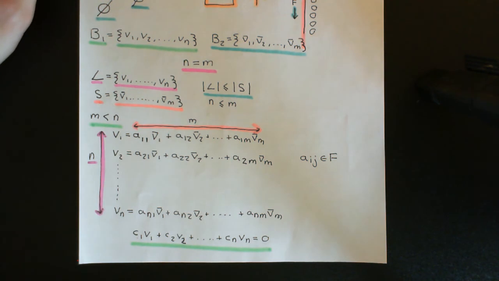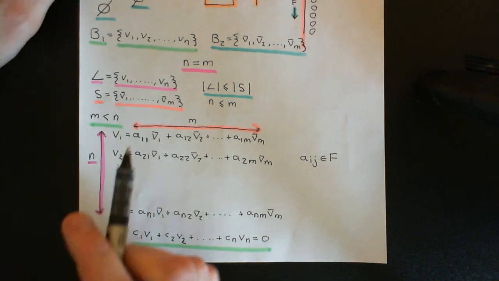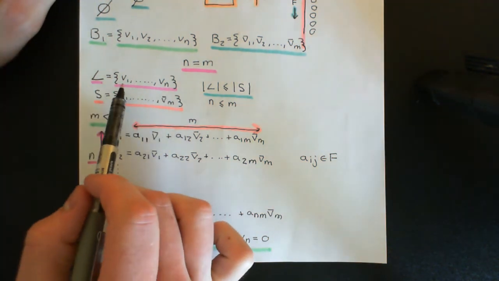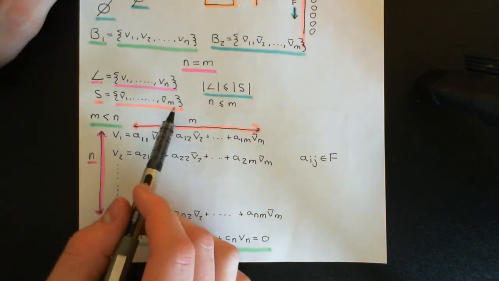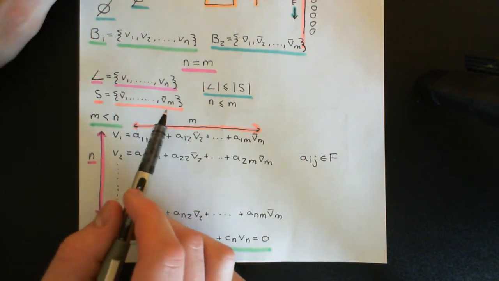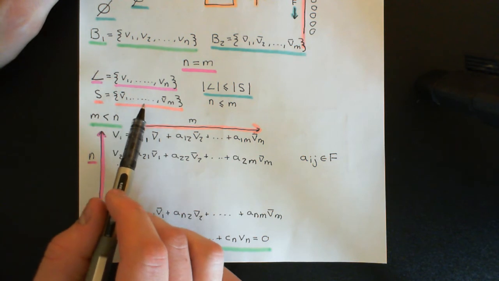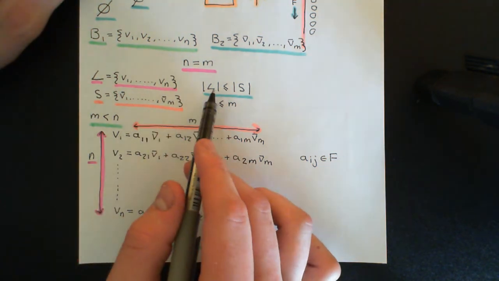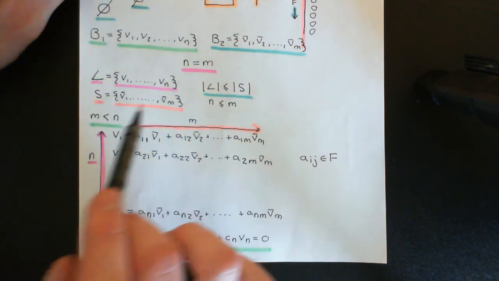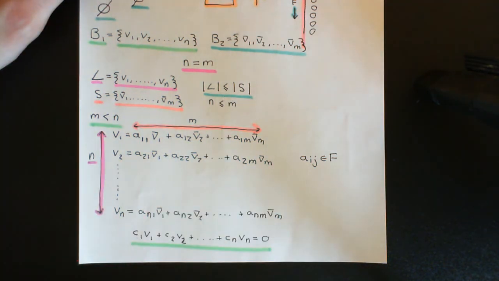Okay, so we're currently in the process of proving that if we have a linearly independent set of vectors, v1, v2, all the way up to vn, and a set of vectors which spans the entire vector space, v1 bar, v2 bar, all the way up to vm bar, then the order of the linearly independent set of vectors is less than or equal to the order of the set of vectors which spans the entire vector space.